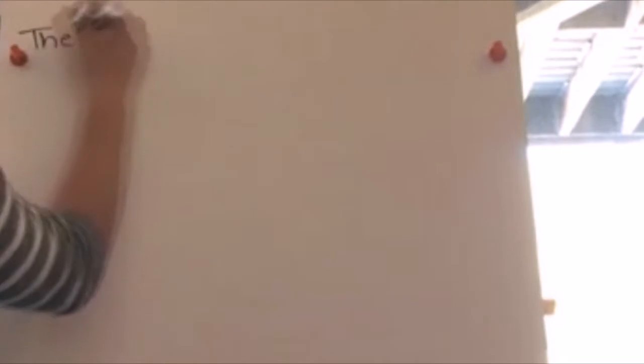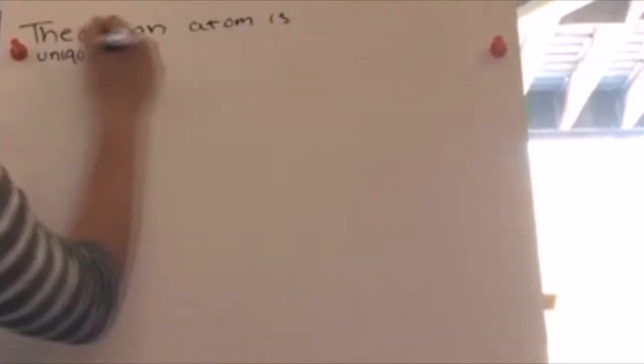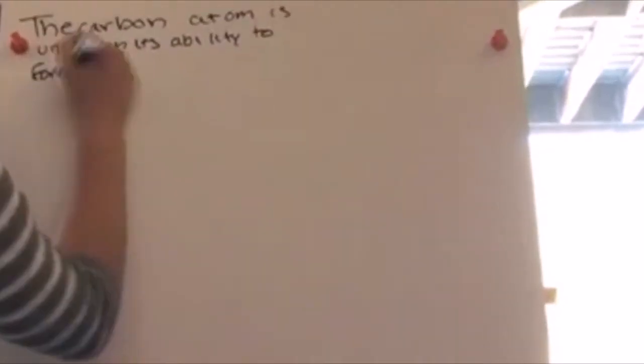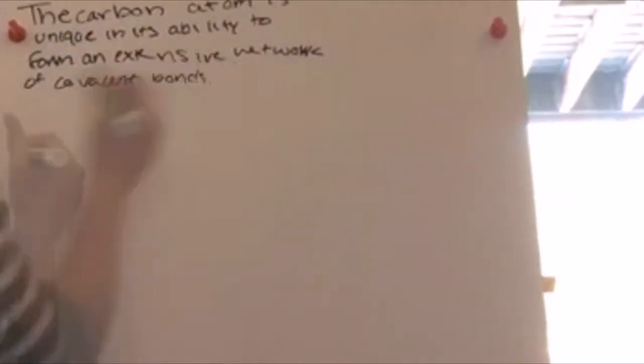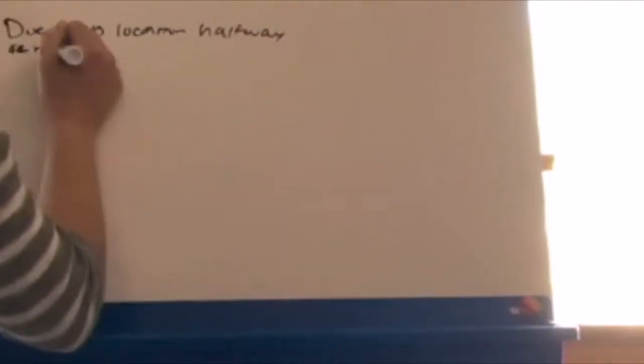The carbon atom is unique in its ability to form an extensive network of covalent bonds. Due to its location halfway across the second period, carbon is most likely to share electrons.